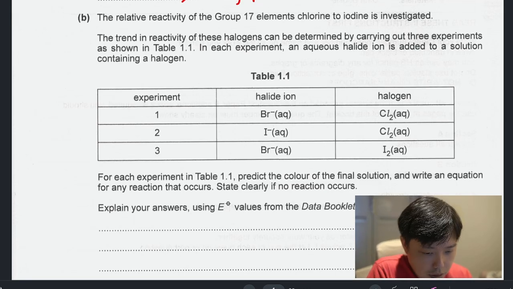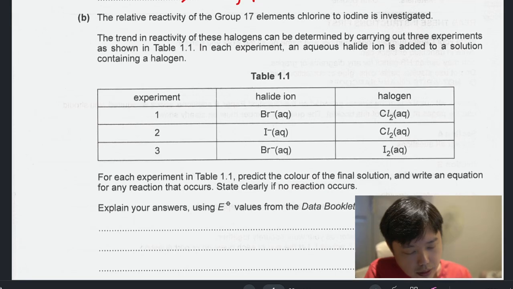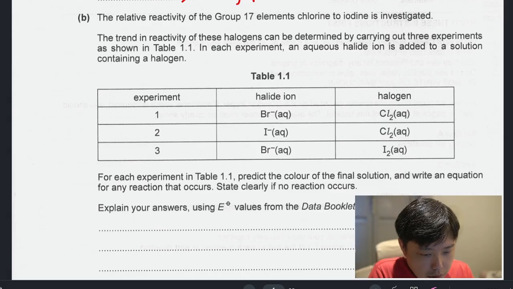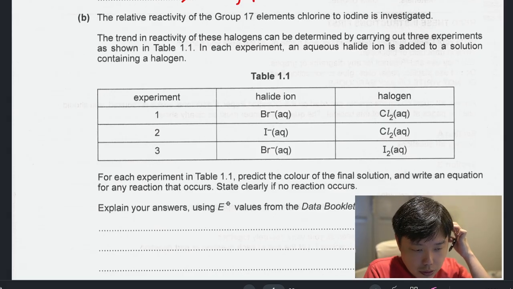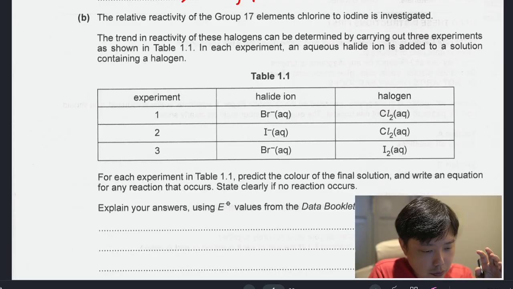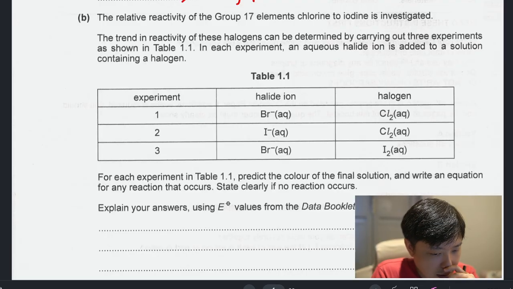Alright, let's continue with 2024 paper 3 question 1b. This question asks about relative reactivity from chlorine to iodine. We actually just talked about the volatility in part A. Now they are asking you about reactivity.